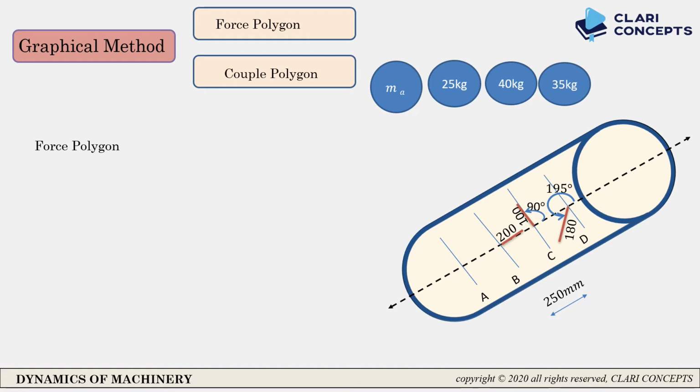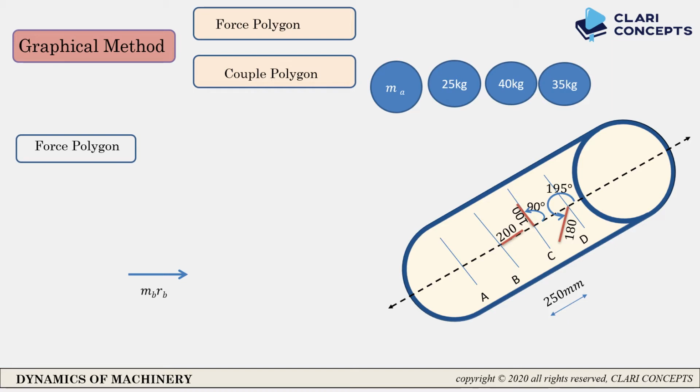As the mass is moving in rotary motion, it produces a centrifugal force, whose value will be m into r into omega square. But omega square is a common term in all the planes, so we have to remove that. So in the force polygon, the force will be only m into r. So here you can see, first start with plane B where mass mb is with respect to radius rb.